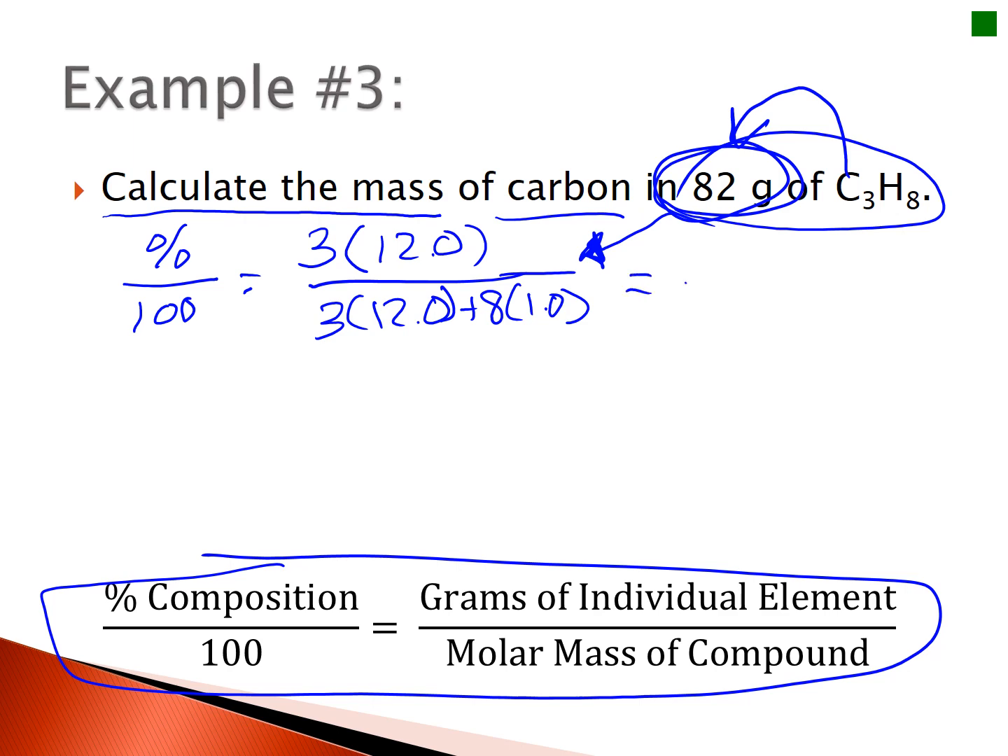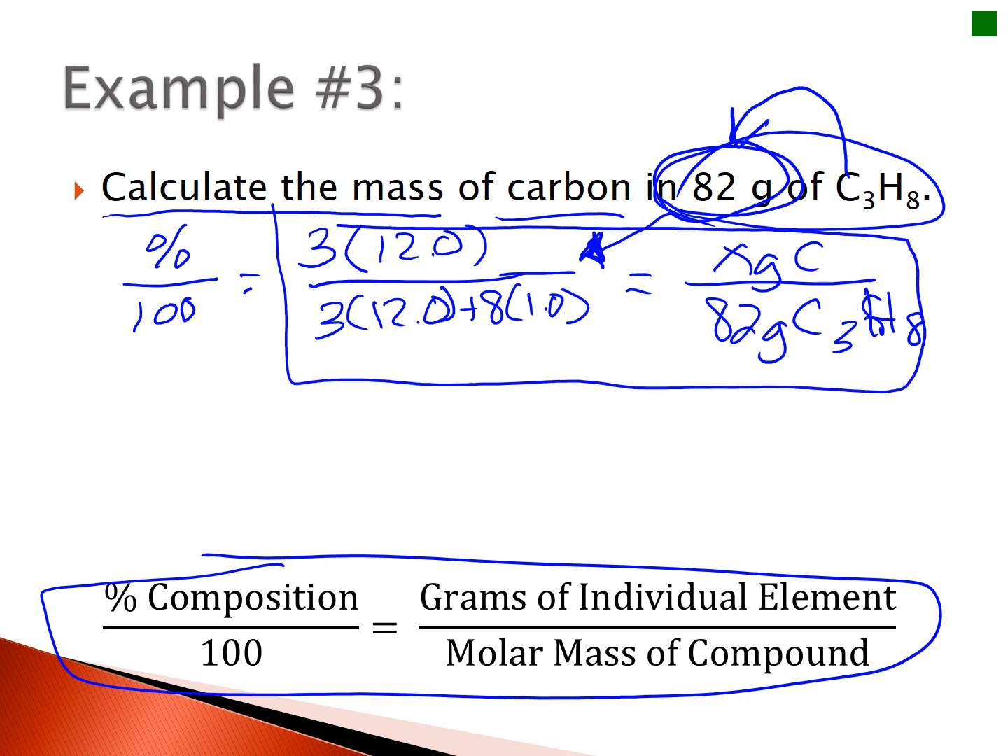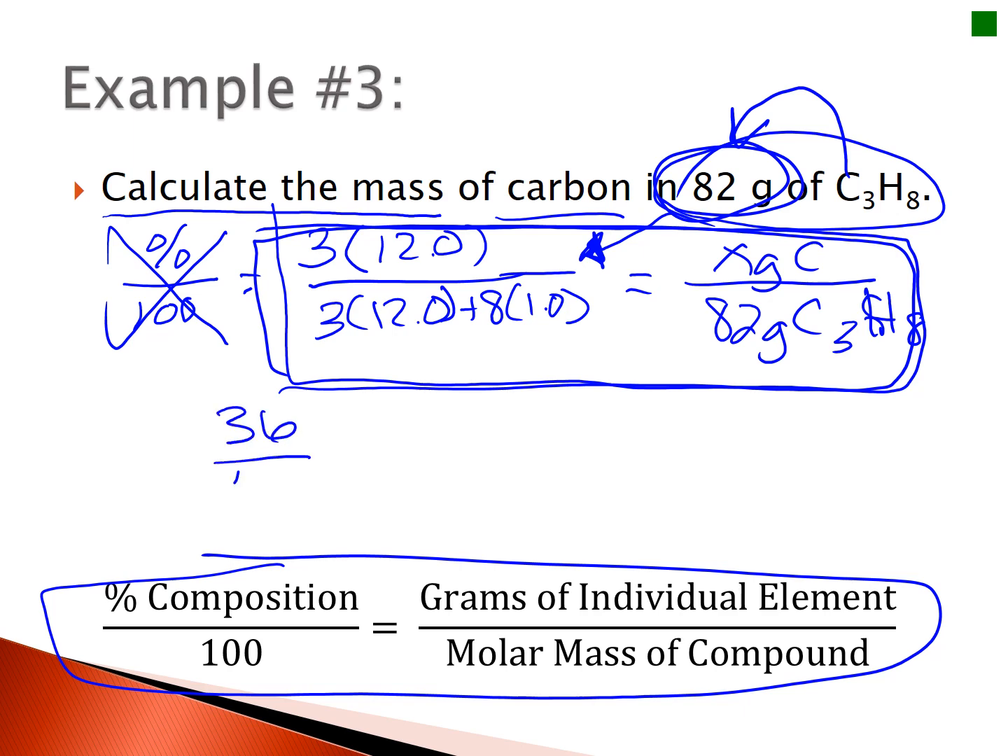So I know that I can set this equal to X grams of carbon over 82 grams of C3H8, because the percentages are always going to be the same. Now, if I know that, I can solve just for this equation and ignore the percent, because in reality, the proportion is the same on the top as on the bottom for all three of these equations. The relationship is. So now I'm just going to solve this last one and solve for X straight away. So I have 36 over 44 is equal to X grams of carbon over my 82 grams of the whole substance.